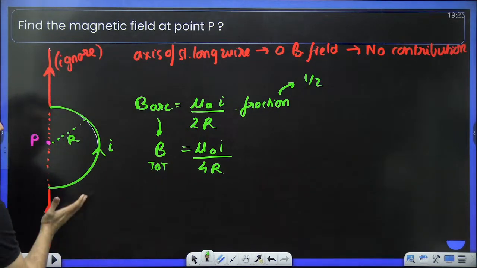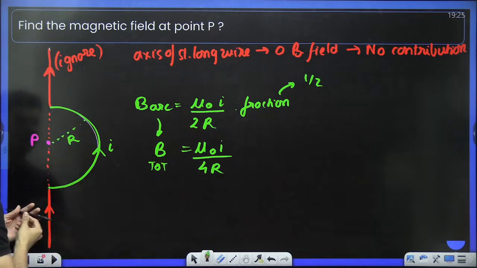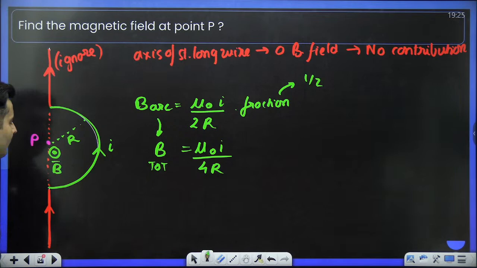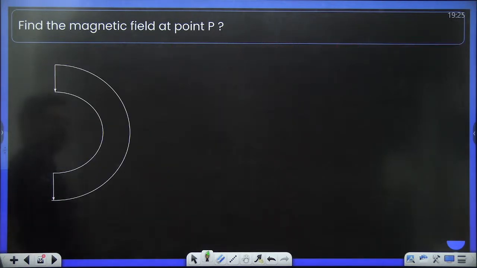Understood? And because the current is going like this, the thumb comes out this way. So I think the magnetic field will be towards you. So that's how the magnetic field will be, towards you. Perfecto. Let's go to the next question coming up on your screen.